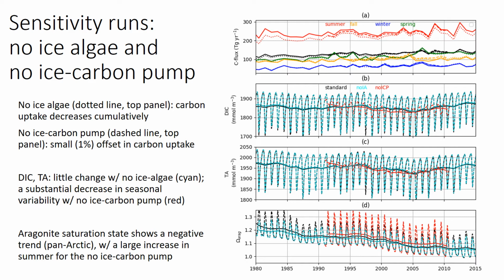And finally, in the lower figure, you can see the omega aragonite saturation state, which shows a negative trend for all runs, but a large increase in the summer value for the no ice carbon pump and a decrease in the summer value for the no ice algae run.